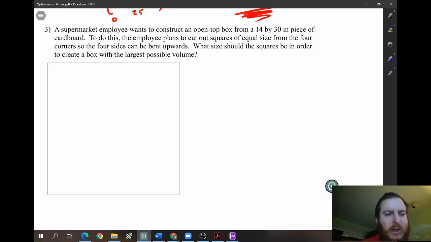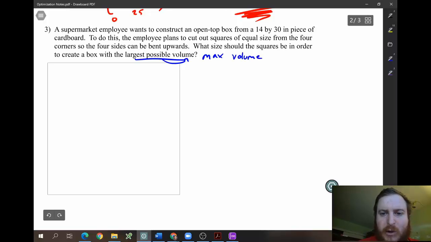This was a common question like in the 1980s and 90s. I haven't seen this question asked in forever except for on practice tests. So it's a little bit weird, it's a little bit funky, but don't worry about it too much. And once you see how it's done, it's really not too bad. What size should the squares be in order to create a box with the largest volume? So we're trying to maximize the volume here.